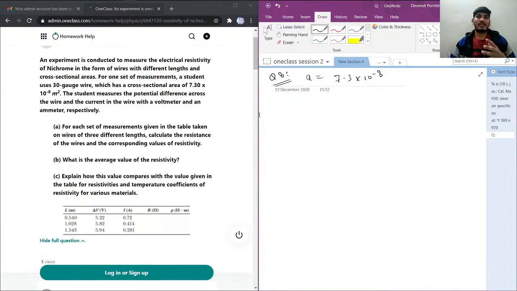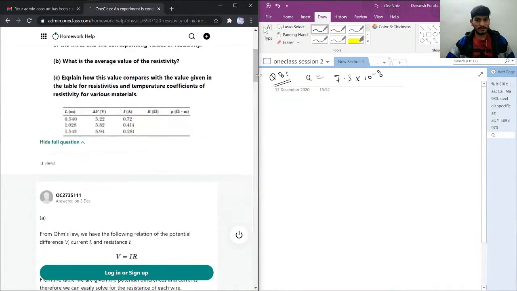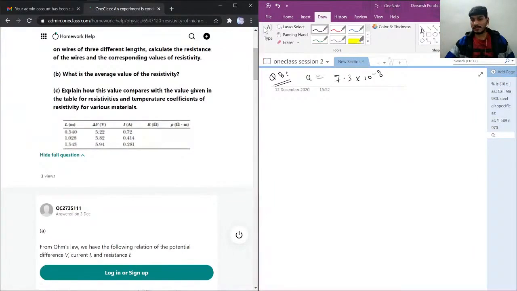So in the C part, it is just asking for comparing the values obtained in practical with the standard values given for the material. So we have the table. The best practice for this question is just make a table. I'll make it with red.